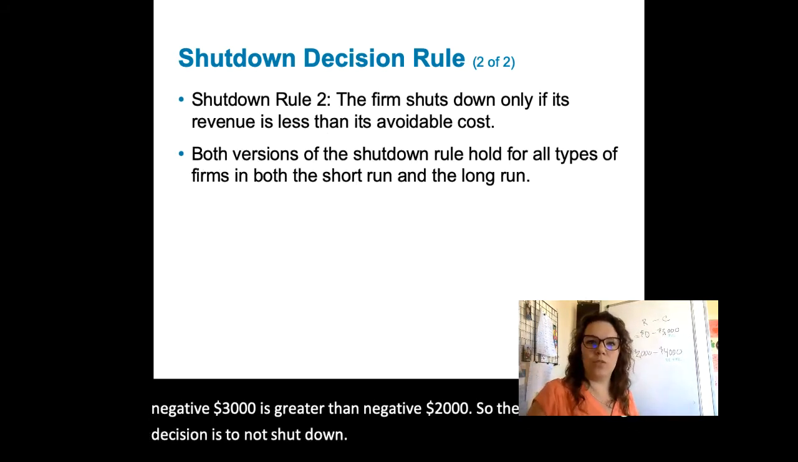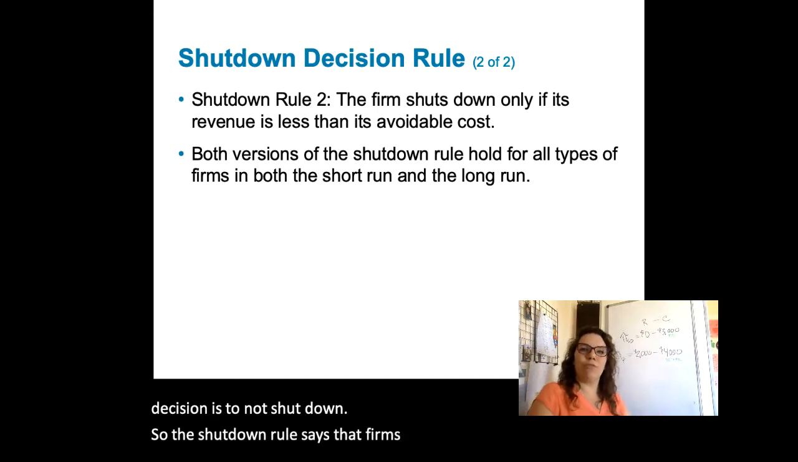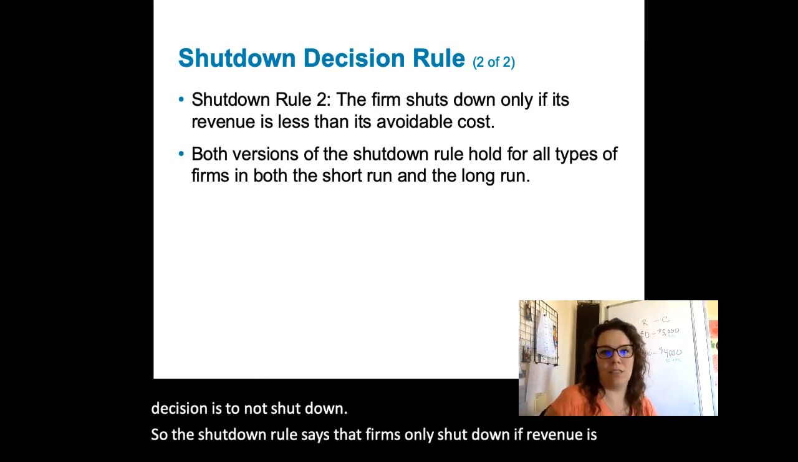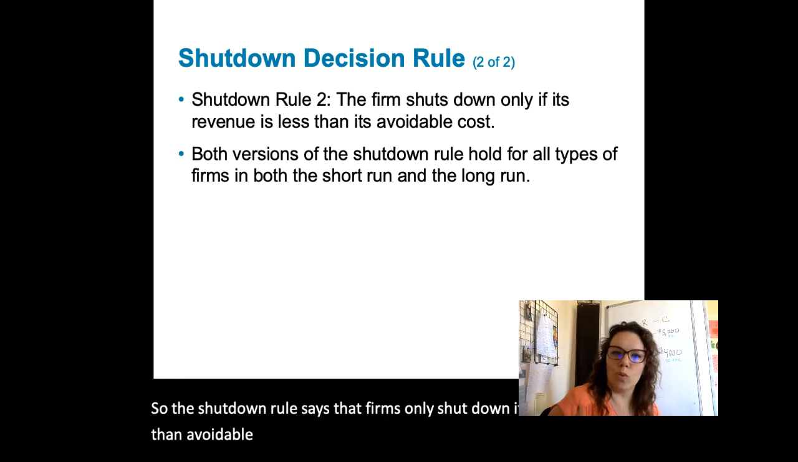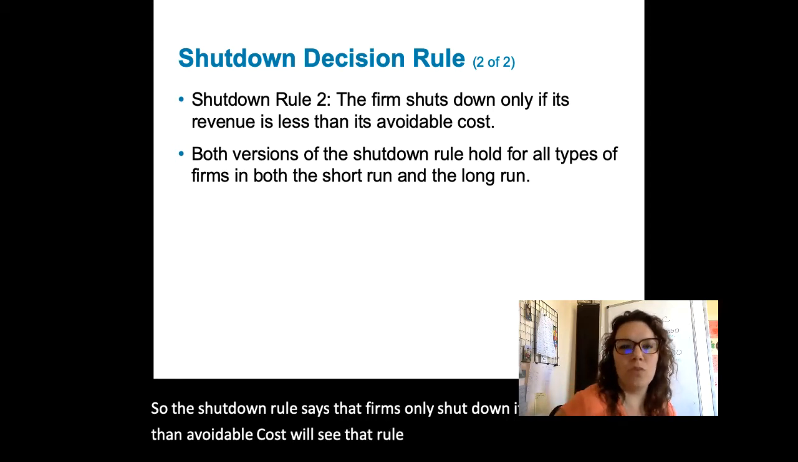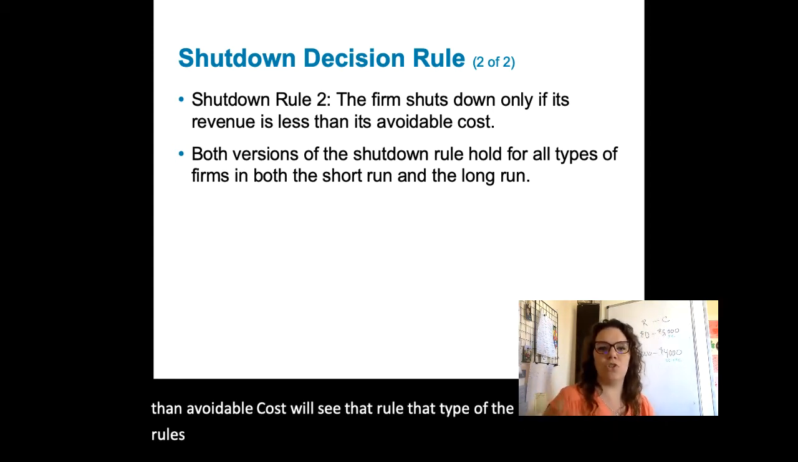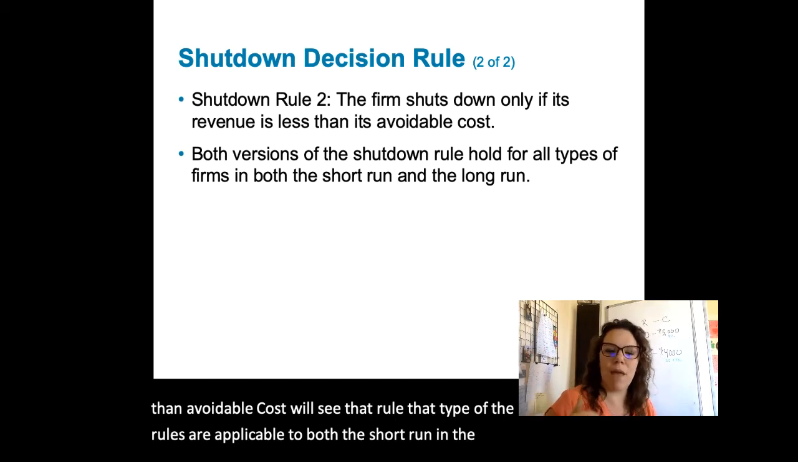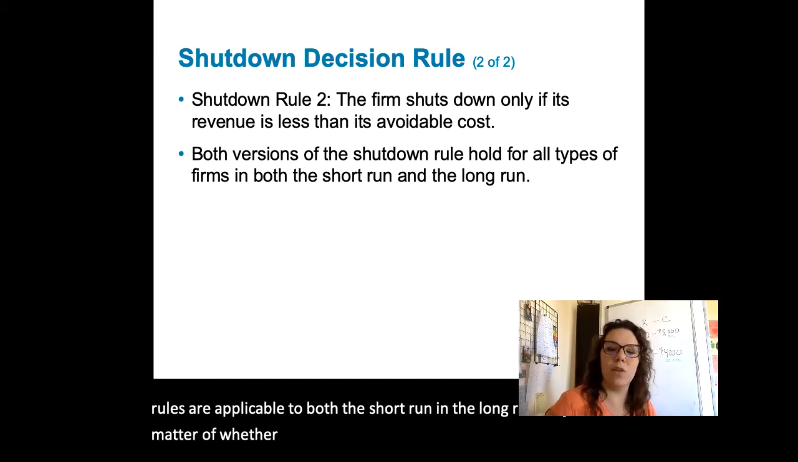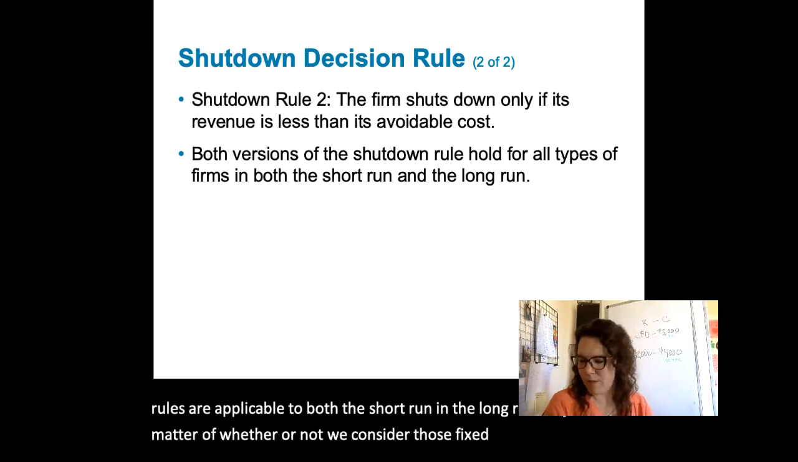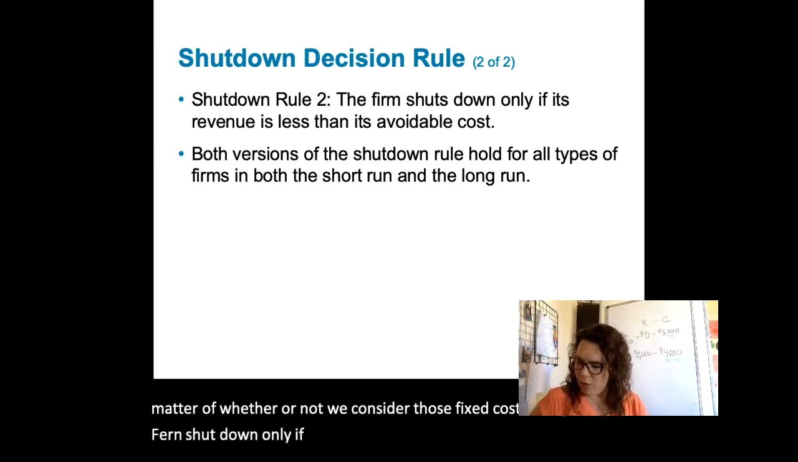So the shutdown rule says that firms only shut down if revenue is less than avoidable cost. We'll see that these two rules are applicable to both the short run and the long run. It's just a matter of whether or not we consider those fixed costs sunk. So firms shut down only if it reduces losses. Firms shut down only if revenue loss is less than avoidable costs.